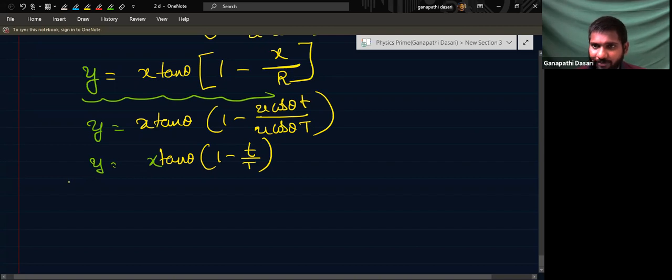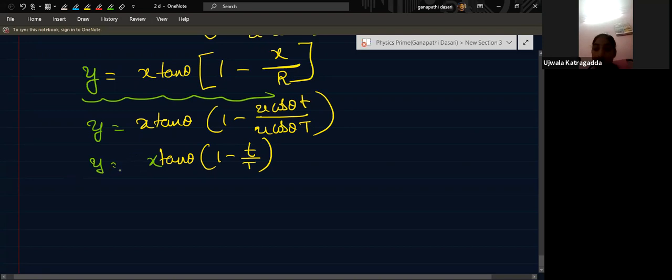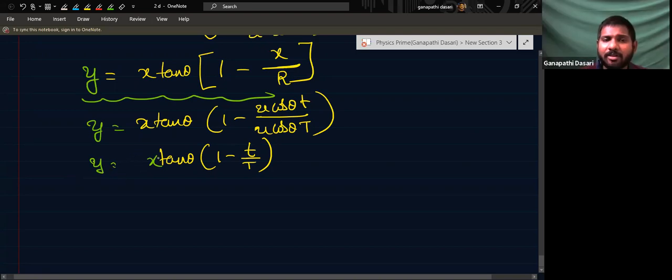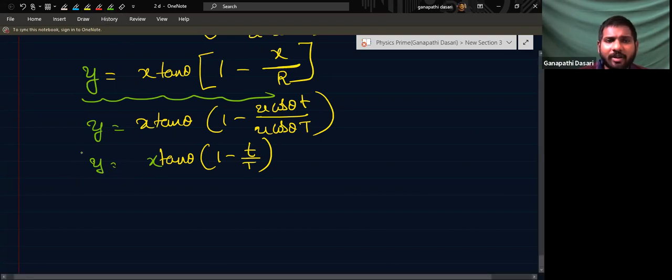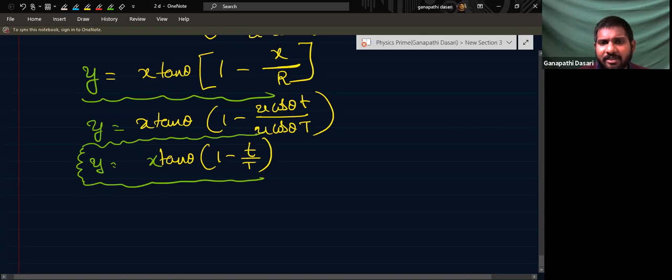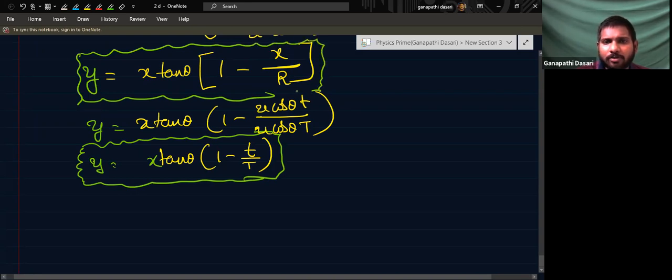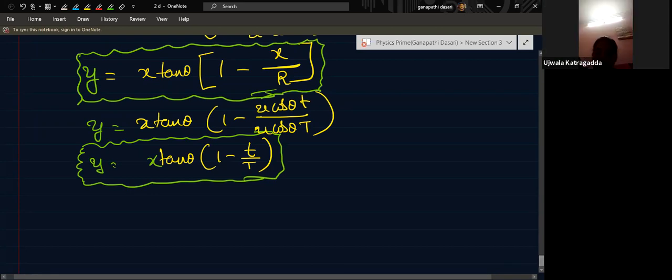You got it? So half into x into tan theta will be the y coordinate. So this relation between x coordinate and y coordinate can be simplified. This will be very useful for you in tough exams generally. The first equation will be useful generally, but if the examiner wants to test you a bit more, this can be useful. I hope you understood this trajectory equation.